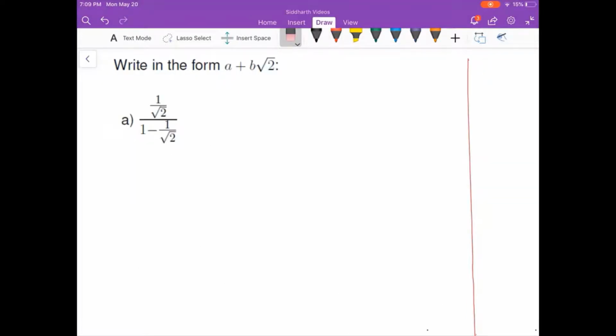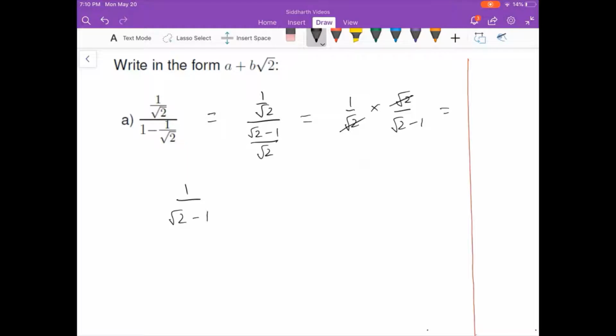In this question, we have to write this expression in the form of a plus b root 2. To do this, let's first simplify the denominator. Doing so, we get now changing the division into multiplication sign, we get this. Now we can cancel out the root 2's, leaving us with 1 by root 2 minus 1.